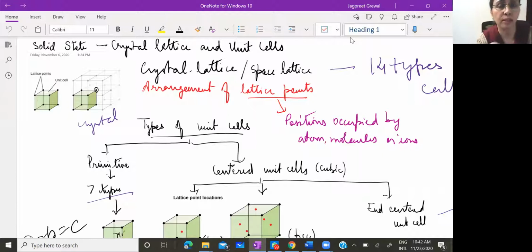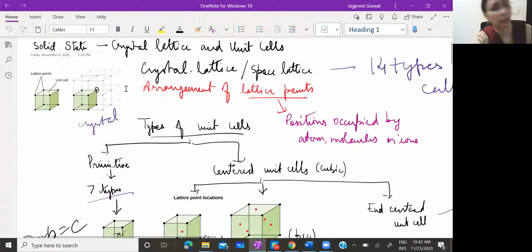So if you want to describe the properties of the solid, you have to know the arrangement of the particles in the solid. When I say particles, it means either atoms, ions or molecules. First of all, let's see how we describe the arrangement of these particles in the solid.